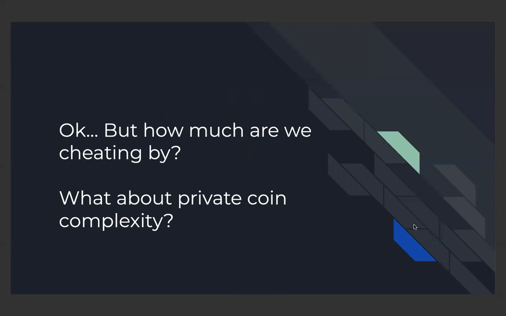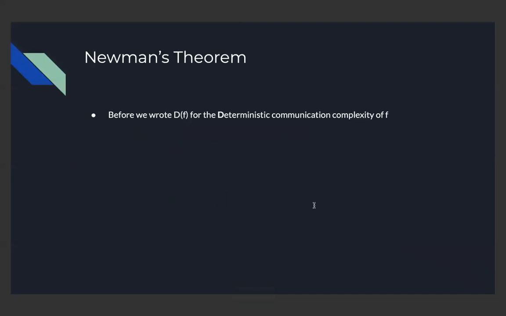Okay, but how much are we cheating by, really? We know we're cheating because the random bits in the sky are giving us some bonus information. What if we really wanted to insist that there are no random bits in the sky? How can we make that happen? Well, this is now Newman's theorem. And Newman's theorem says we're not cheating by that much.